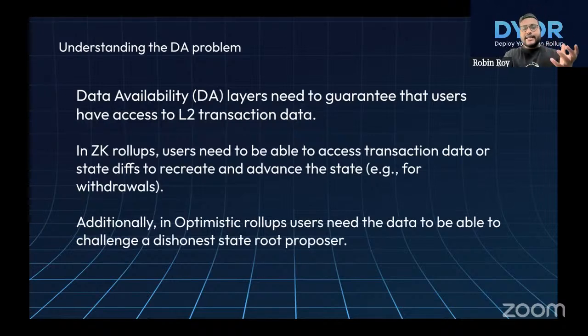How do you guarantee that the DA layer, or the data availability layer, has access to all of the L2 transactions? Or how do you know that the ZK rollups or the optimistic rollups are actually functioning properly?